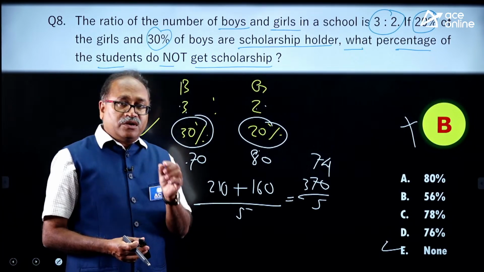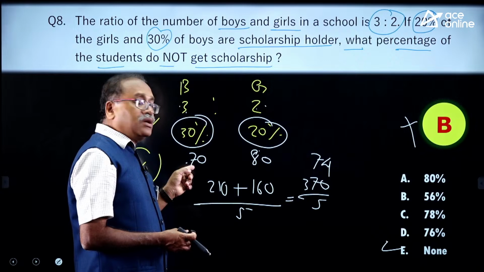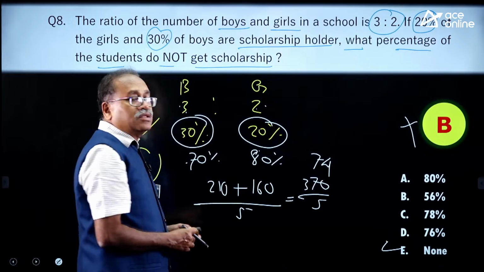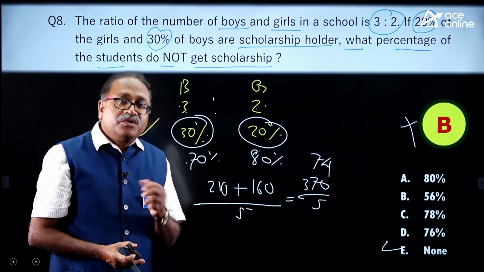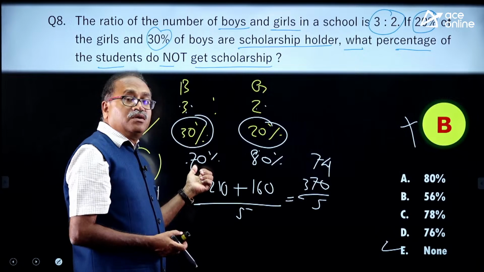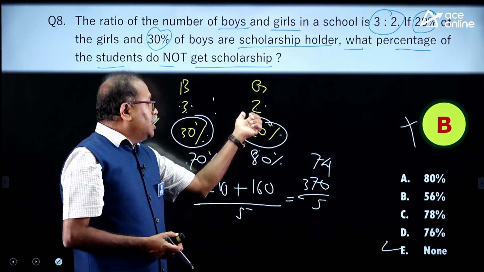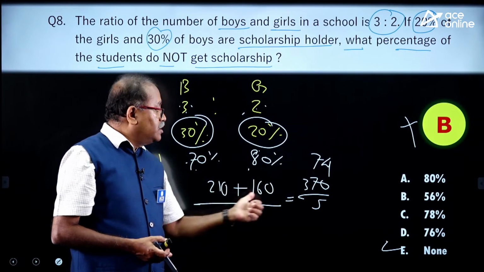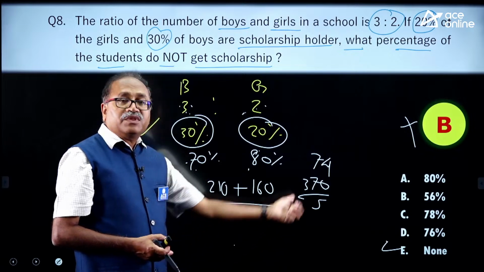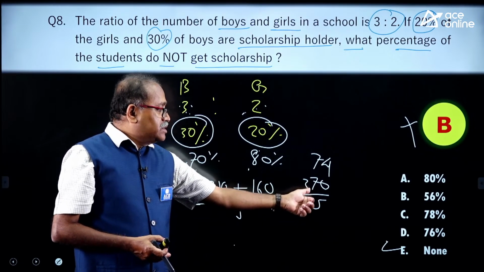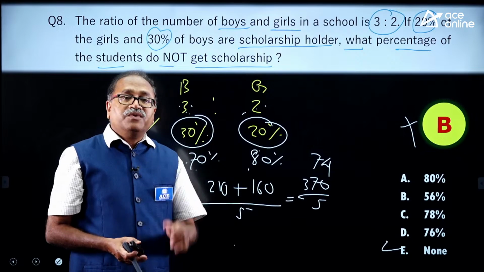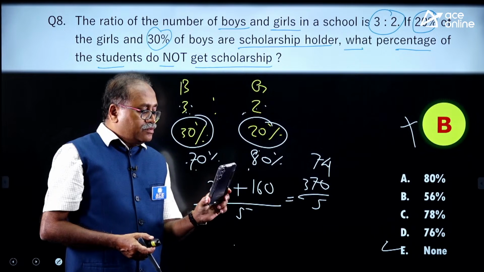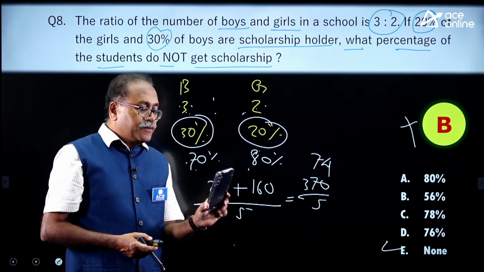The total students who are not getting the scholarship: 70% of boys and 80% of girls are not getting the scholarship. The number is 3 into 70, 210, and 2 into 80, 160. The sum is 370 divided by 3 plus 2, 5. That means 74%. So 74% are not getting the scholarship. Okay. Hope everyone understood this part.